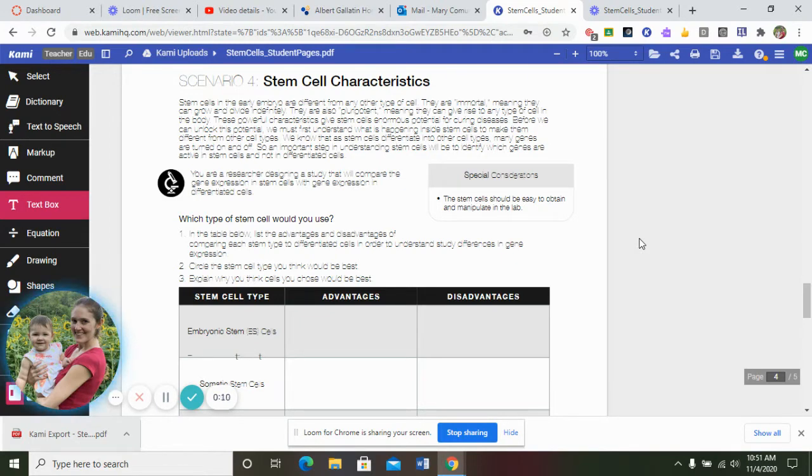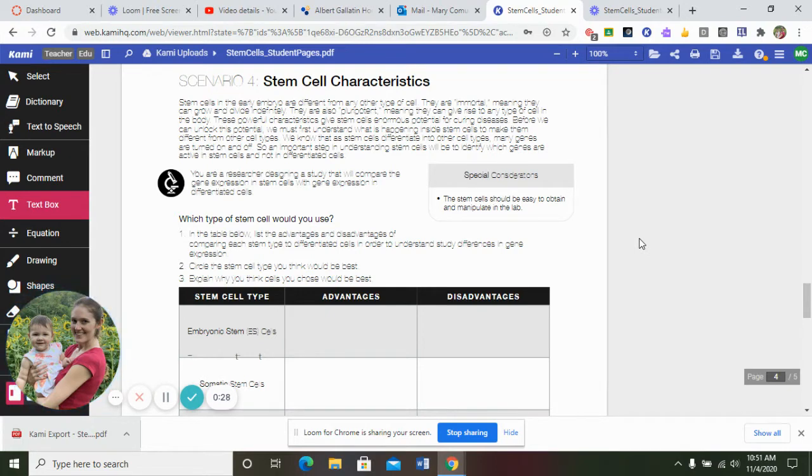So scenario 4, the stem cells in the early embryo are different from any other type of cell. They are immortal, meaning they can grow and divide indefinitely. They are also pluripotent, meaning they can give rise to any type of cell in the body. These powerful characteristics give stem cells enormous potential for curing diseases.